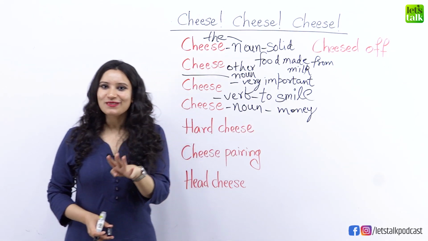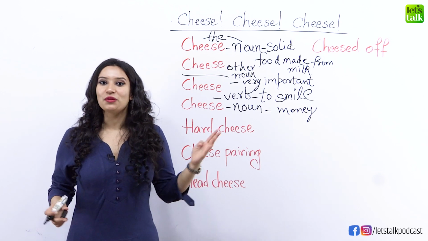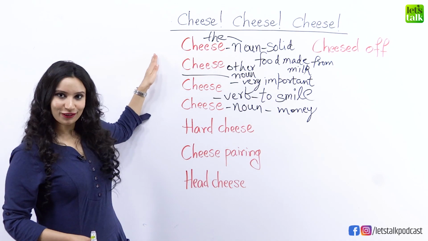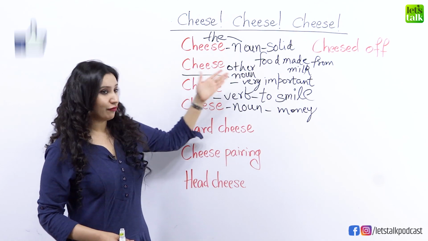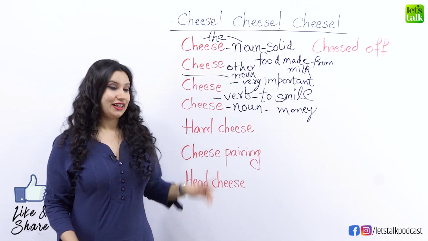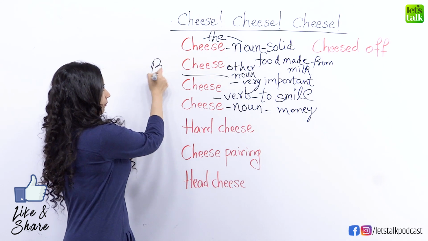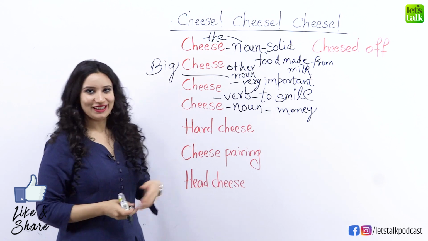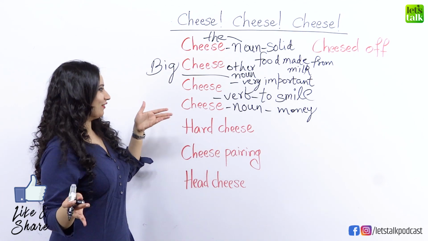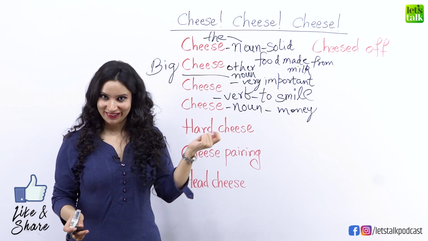Okay, so these are the 4 ways and 4 meanings of the word cheese. The first is a noun, solid food. The second is cheese, the other noun, which is a very important person, a big cheese. It's usually used with the word big. So, big cheese. She's a big cheese. And the third one is cheese. And the fourth one is money cheese.